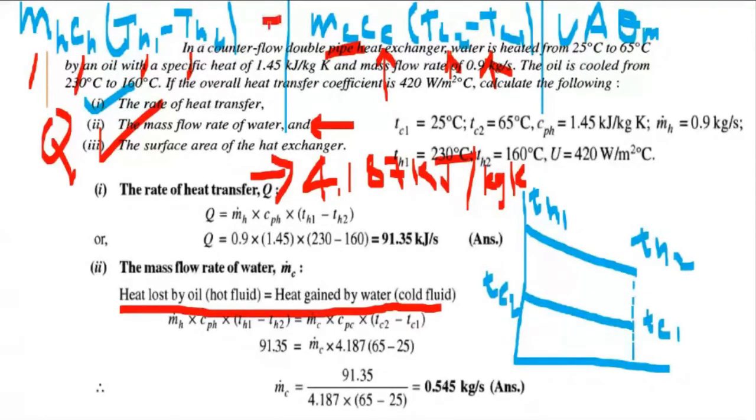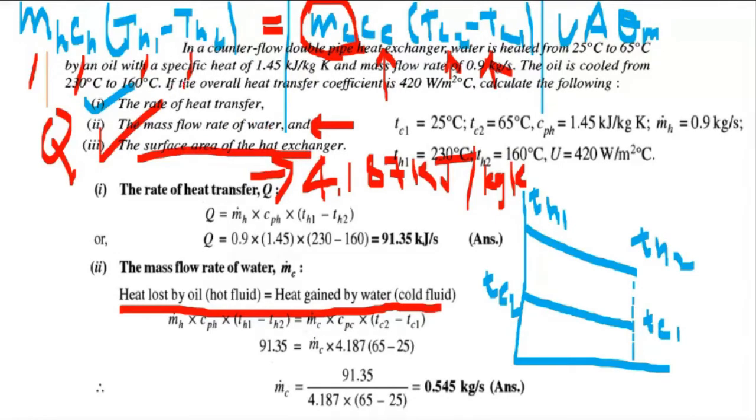Equate the same with heat gained by the cold fluid. Equate the same with MCCC delta T. So in this expression, MC is unknown, Q is known, CC is known, TC2 is known, TC1 is known. So can we find out the mass flow rate of the cold fluid? Yes, sir. Good. Okay. The last part of the question says, find the surface area of the heat exchanger.